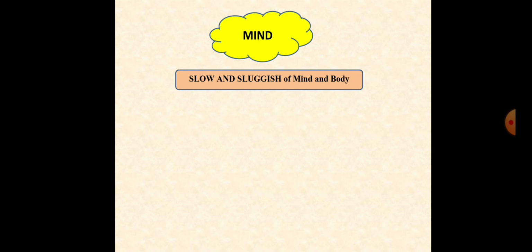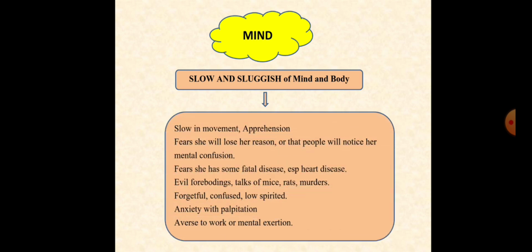So these were the pathological actions. Now if you correlate the same pathological action with the mind, what are the mind symptoms in Calcarea carb? They are very slow and sluggish in both mind as well as body. They are slow in movement, apprehensive, and have fear she will lose her reason, or that people will notice her mental confusion. Fears she has some fatal disease, especially heart disease. Evil forebodings, talks of mice, rats, murders, all such things.